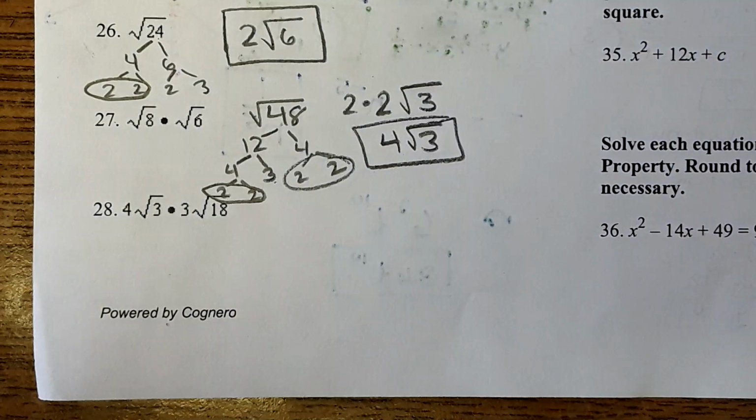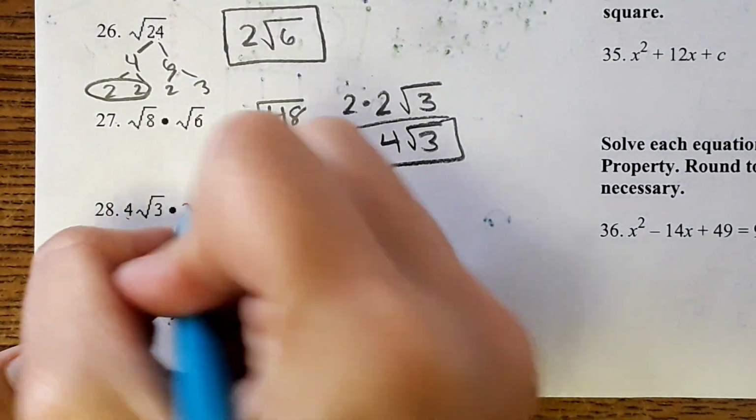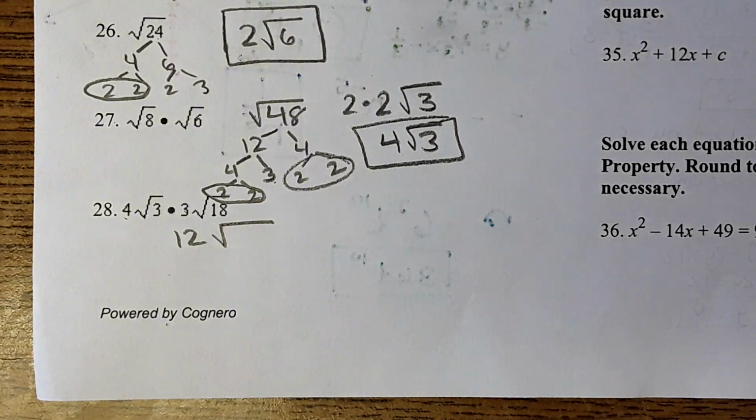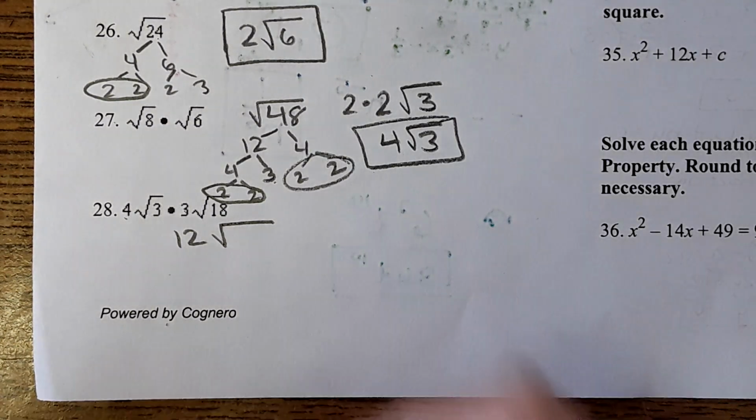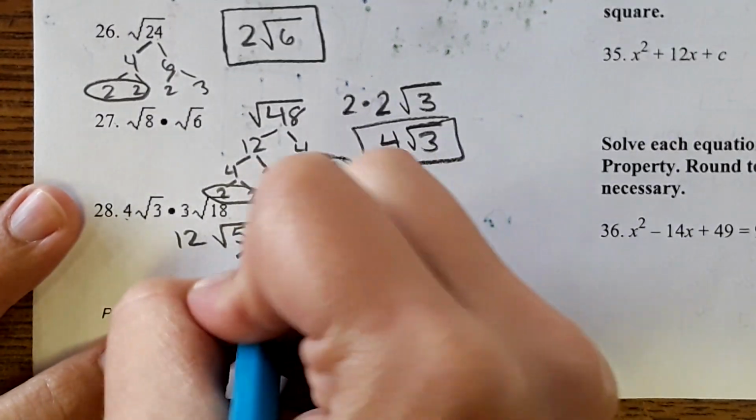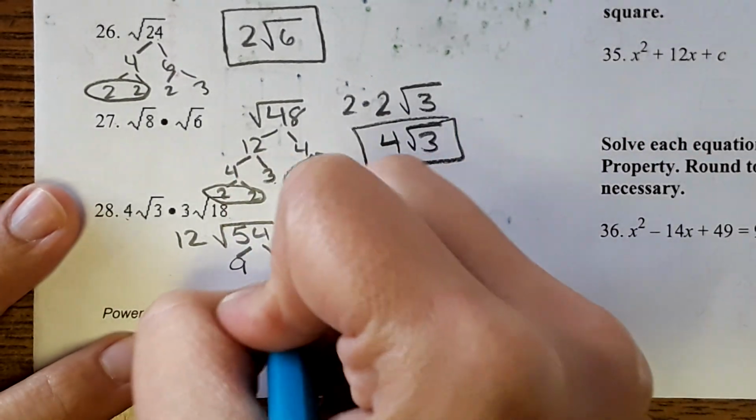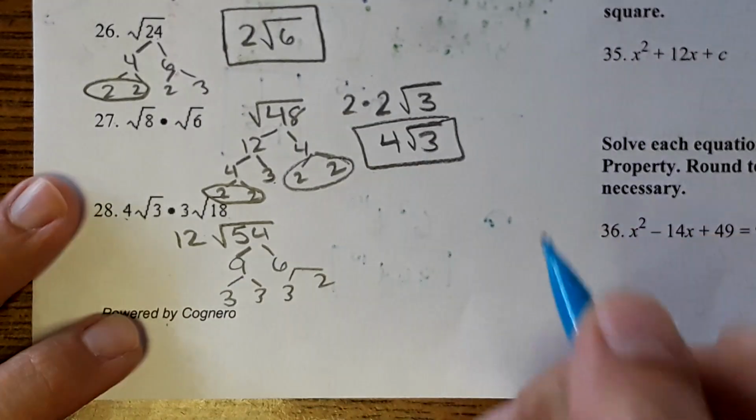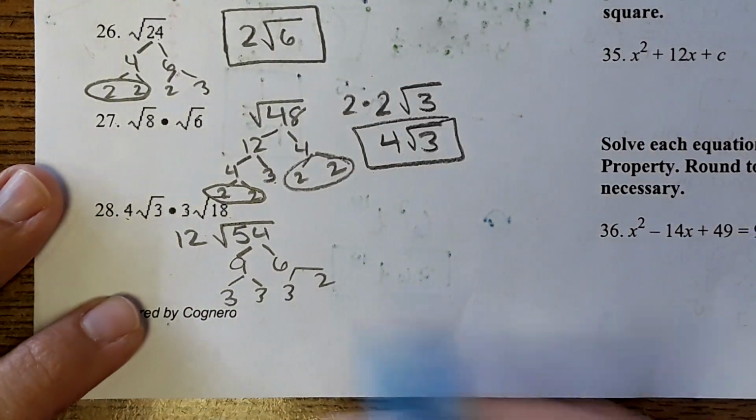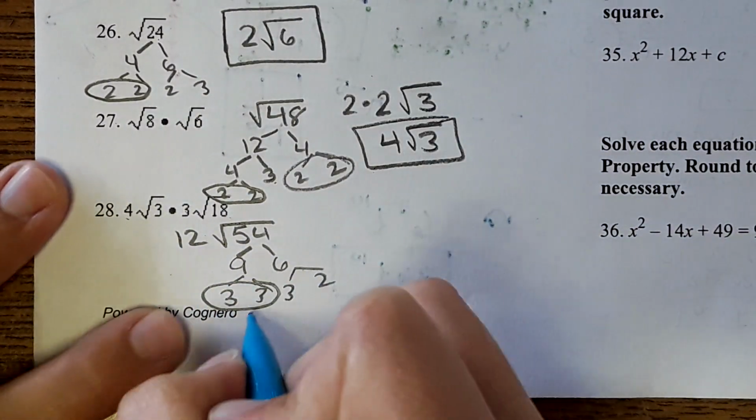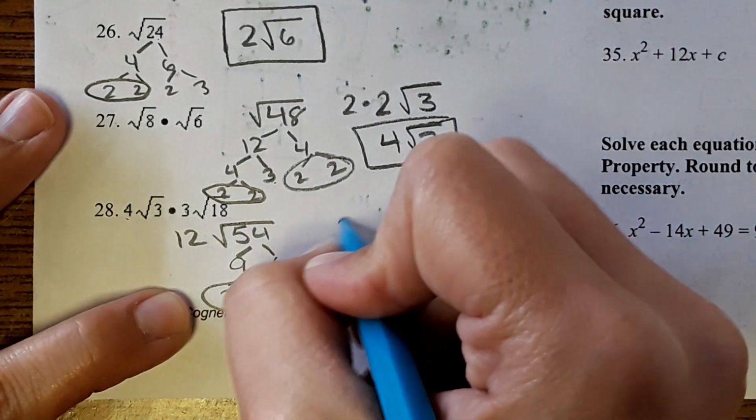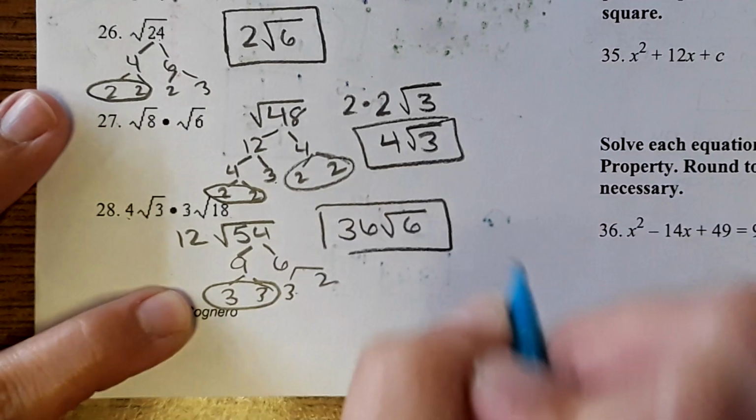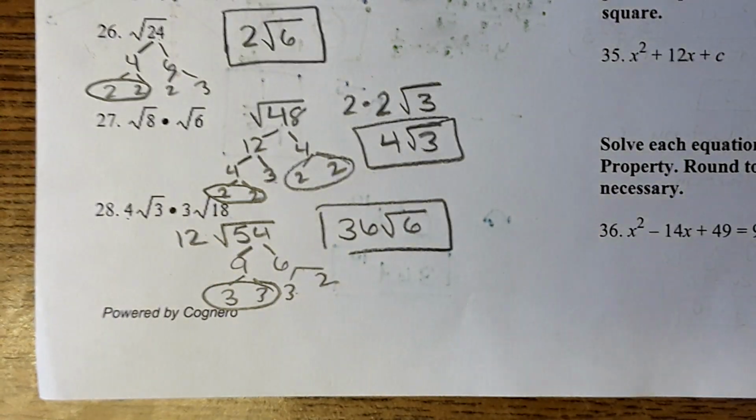I'll do the same thing. I'll just combine it. 4 times 3 is 12. 3 times 18, 54, I believe. And then break it up. 9 and 6, 3, 3, 3, 2. Then any pair you can take out. So a 3, 12 times 3 would be 36. And then 3 times 2 just stays in. So we're left with that.